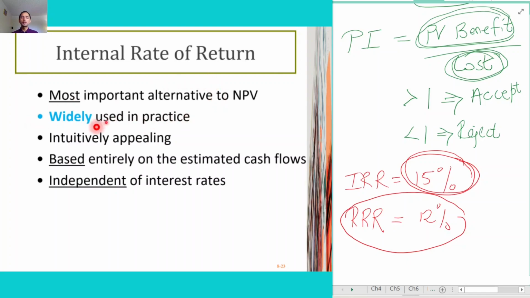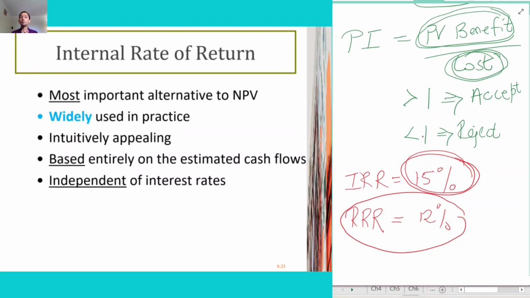It is widely used in practice and intuitively appealing: the internally generated rate of return versus the required rate of return. That's very intuitive, and it's based entirely on the estimated cash flows. In order to calculate IRR, you do not even need the discount rate. When you want to calculate NPV, you need that discount rate. In our example, it was 12%. What if you come up with a wrong discount rate? What if, for that level of risk, it should have been 15%? Now you could come up with a wrong conclusion.